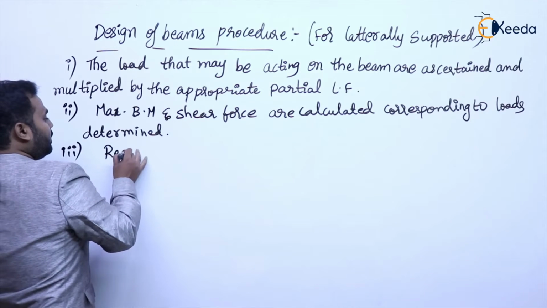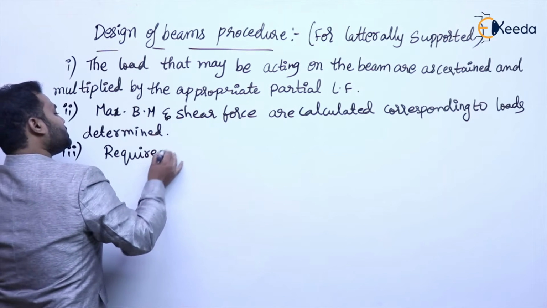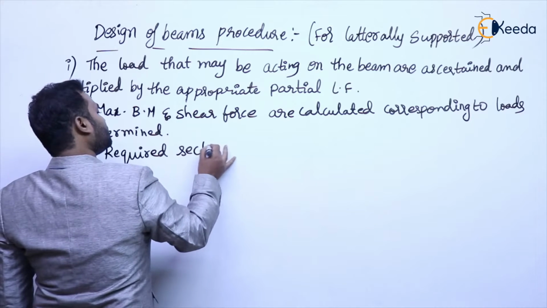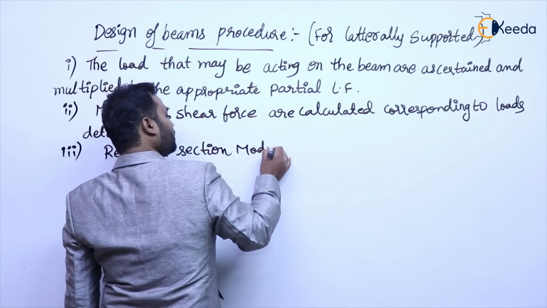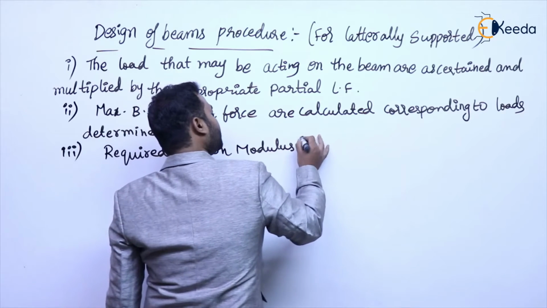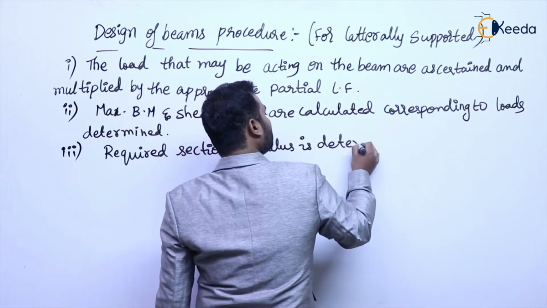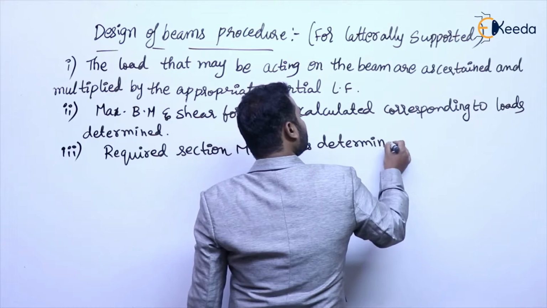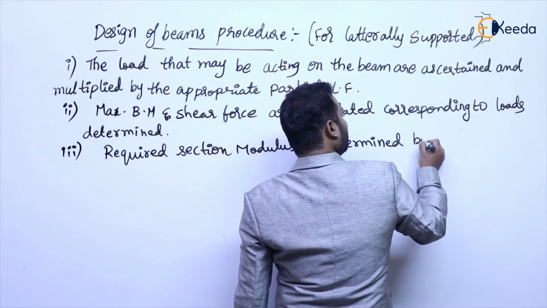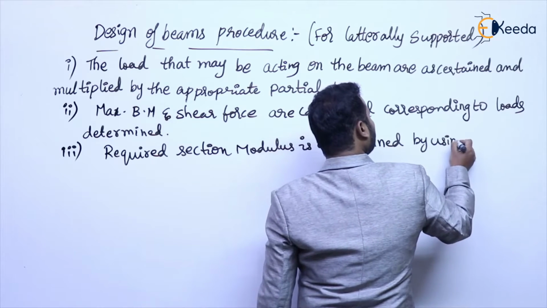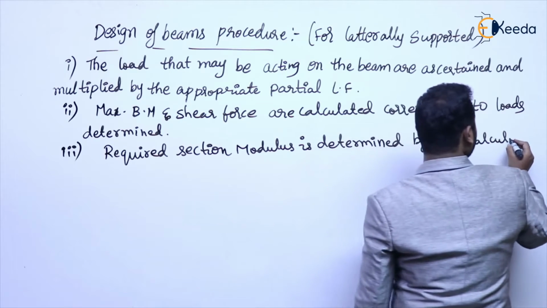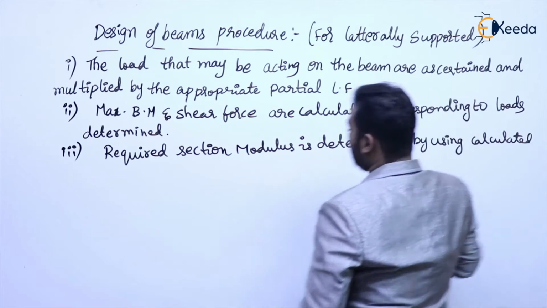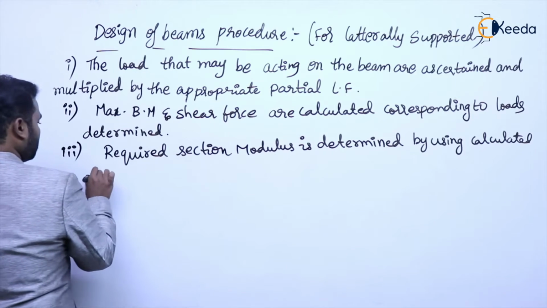Required section modulus. Okay, required section modulus is determined by using the calculated maximum bending moment.